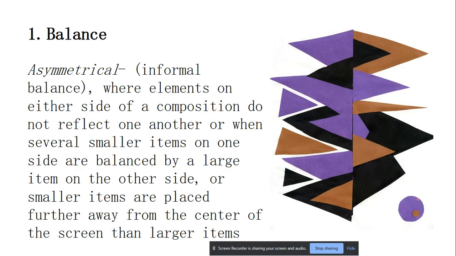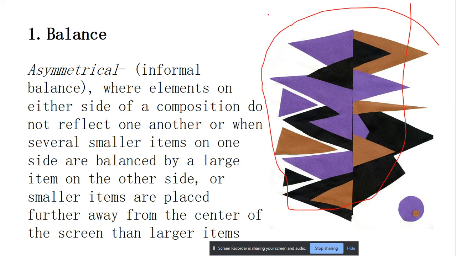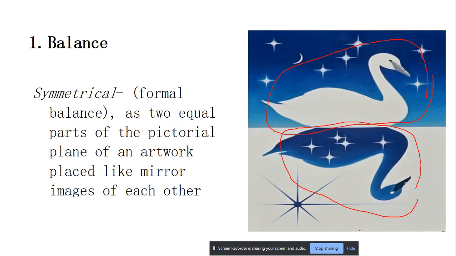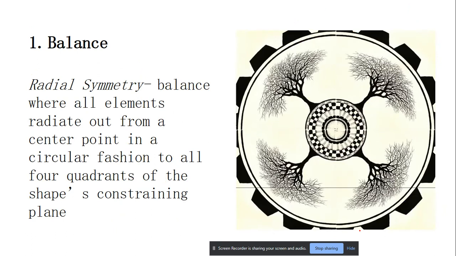Okay, we also have this asymmetrical informal balance, where elements on either side of a composition do not reflect one another, or when several smaller items on one side are balanced by a large item on the other side, or smaller items are placed further away from the center of the screen than larger items. So this is asymmetrical. So this is just like this. Okay. We have the balance.